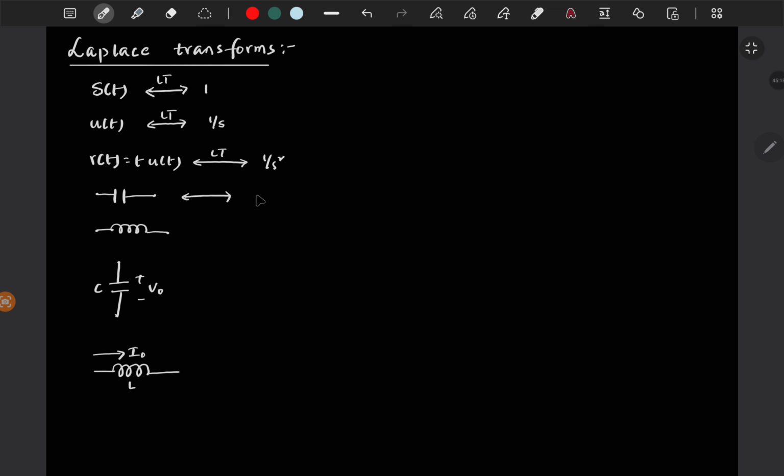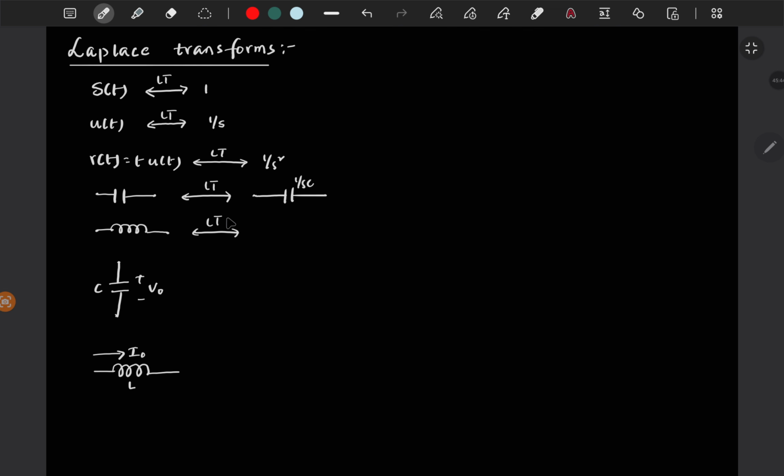So for a capacitor, we represent the impedance in Laplace transform. We know the capacitor impedance is 1 by j omega c, right? Always remember this one, s is equal to j omega. So if you substitute this, you will get 1 by sc. So this is 1 by sc.